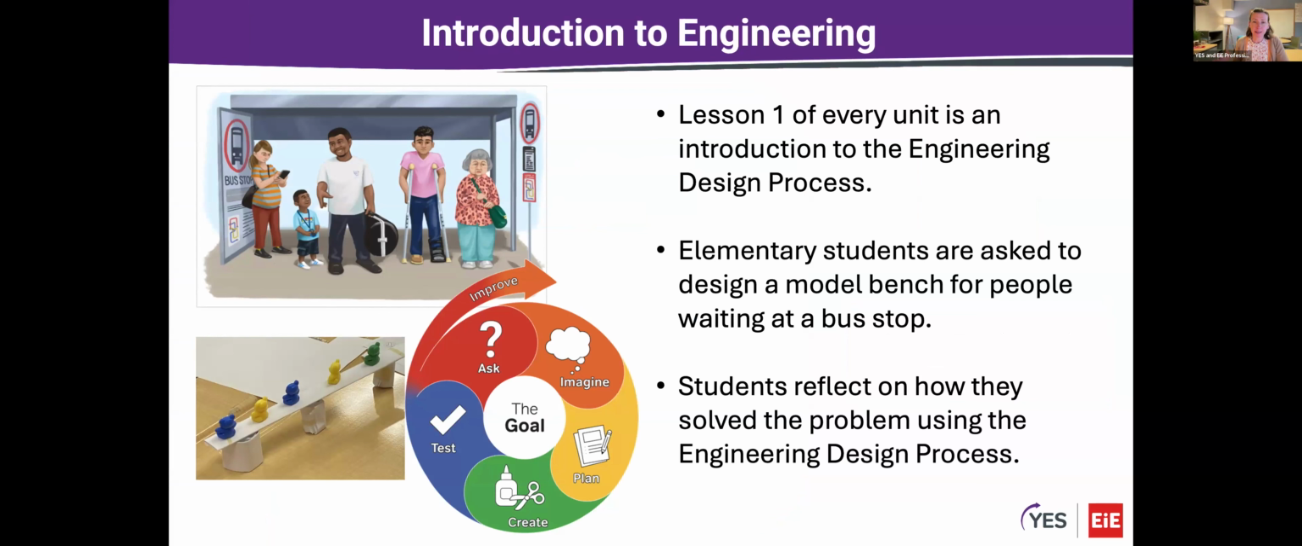So the very first lesson of every one of our units, lesson 1, is always an introduction to the engineering design process. And if you attended last month's webinar, you probably would have seen Kendall talk a lot about all of our intro to engineering lessons. And so this one is the one that we typically use for our in-school elementary. So in elementary school, students are asked to design a model bench for people waiting at a bus stop. And they go through that design process, and then they reflect on how they solved that problem using the engineering design process.